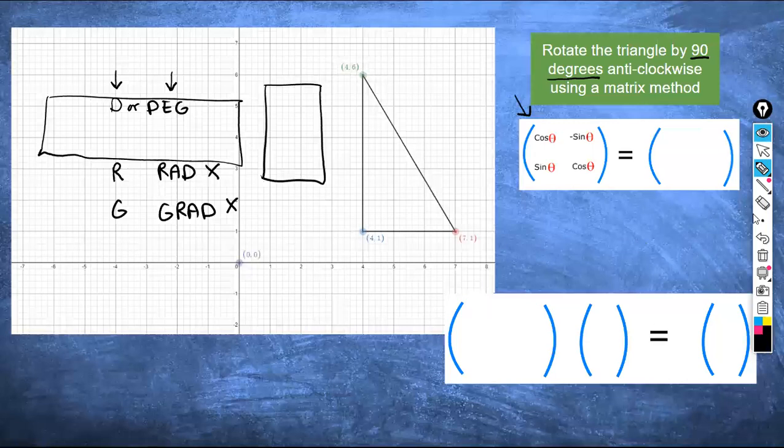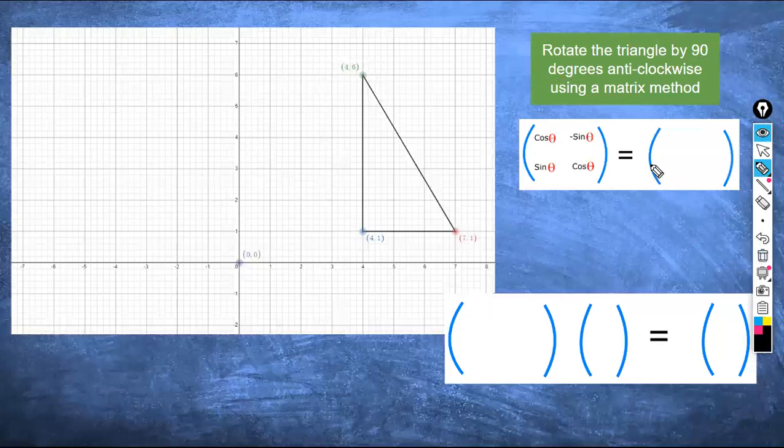Right. So if they ask you to rotate it by 90 degrees, you see these funny looking symbols here in the formula, the red things, that's theta. You have to replace that with the angle they gave you. So if they ask you to rotate it by 90 degrees, you put cos 90, minus sine.